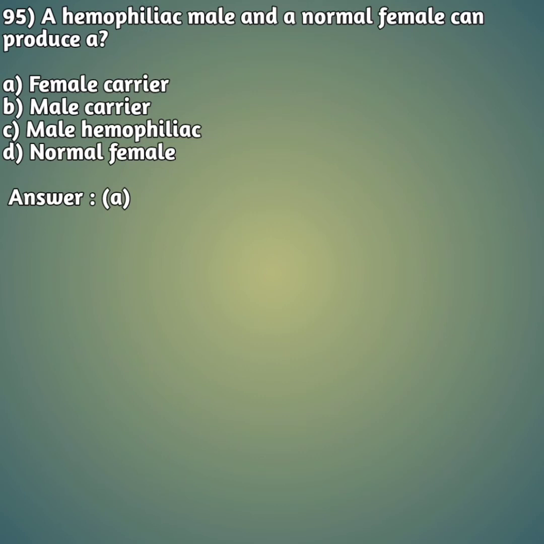Moving on to our 95th question. A hemophiliac male and a normal female can produce option A, female carrier, option B, male carrier, option C, male hemophiliac, and option D, normal female. So the right answer is option A, that is female carrier.